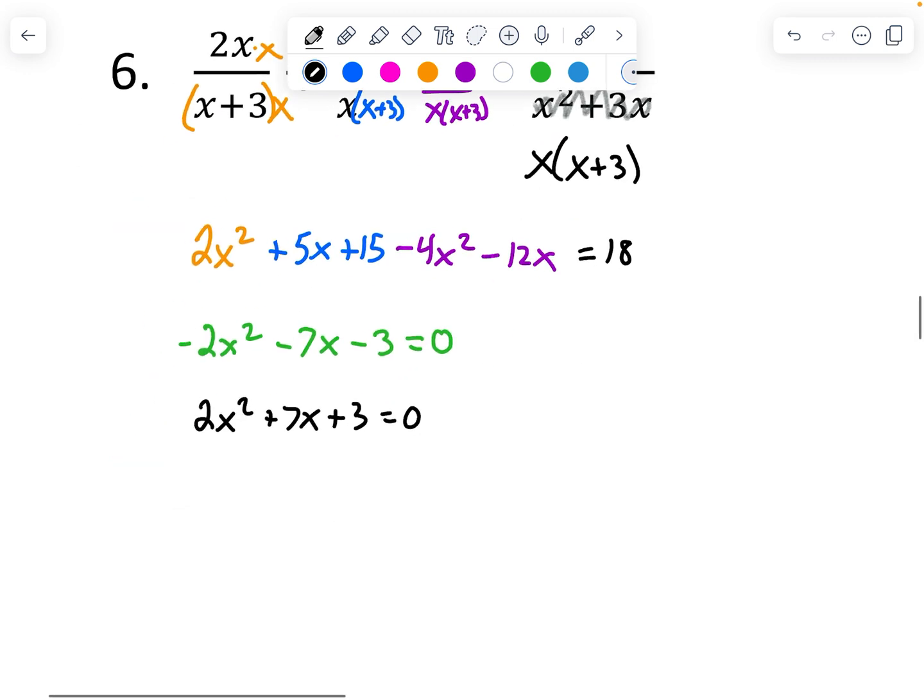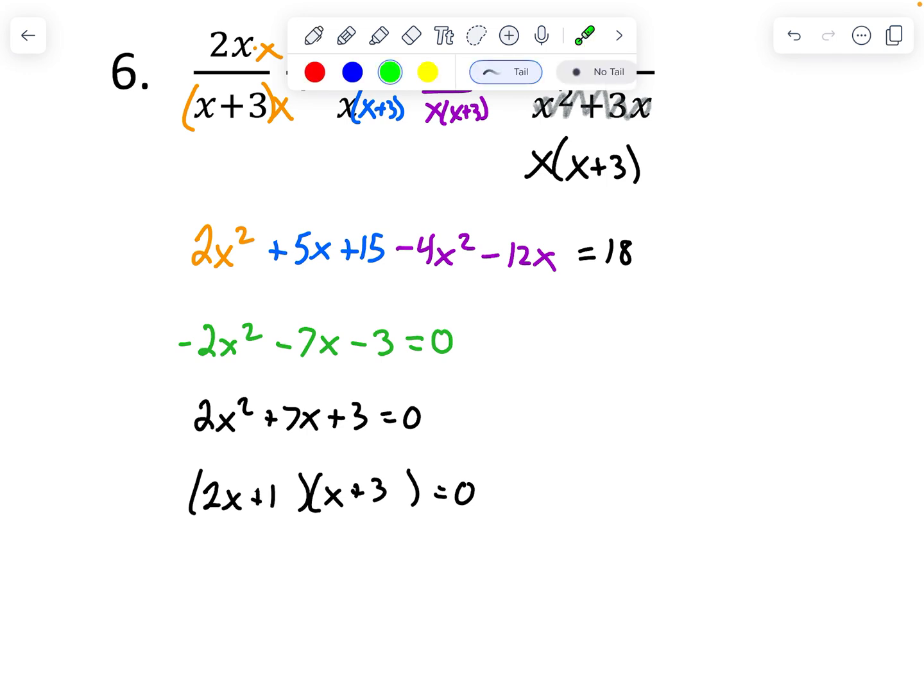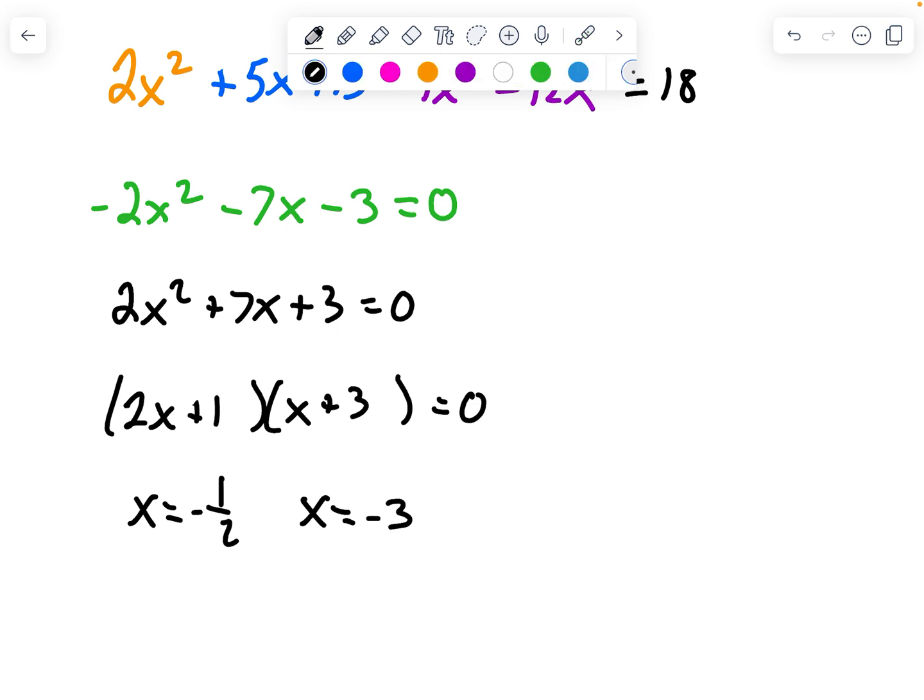And now we double bubble it, and you get 2x and x. And we're going to have, let's see, plus 3 there and plus 1 there, because 6x plus x gives me 7x. And so from the first bubble, you get x equals negative 1/2. And from the second one, we get x equals negative 3. X equals negative 3 is extraneous because you can't plug it in for the x plus 3 bubble. So we'll label it as being extraneous, and call it a day.